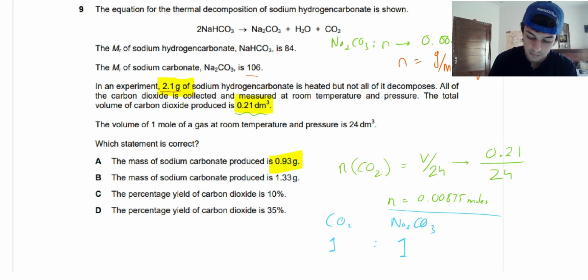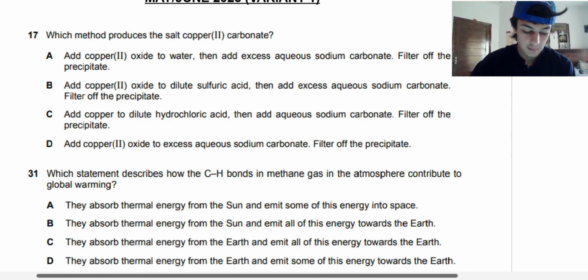So the answer that I'm getting for the mass in grams is 0.9275, which you can clearly round off to 0.93 grams. So the answer should just be A. Which method produces the salt copper carbonate?